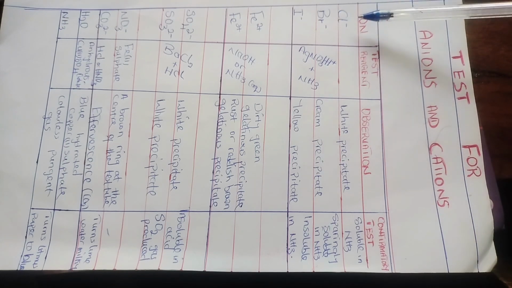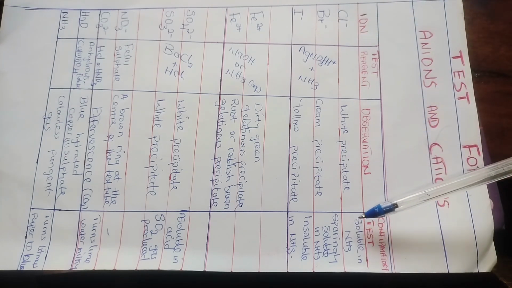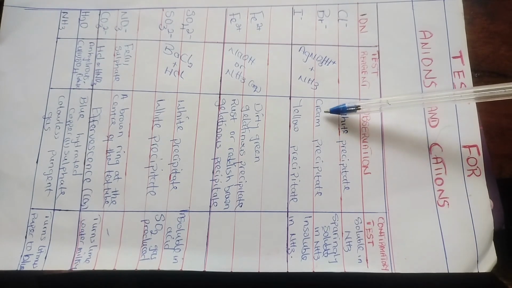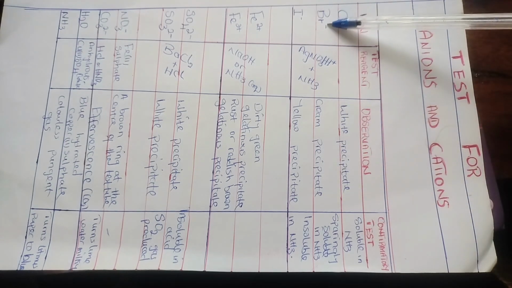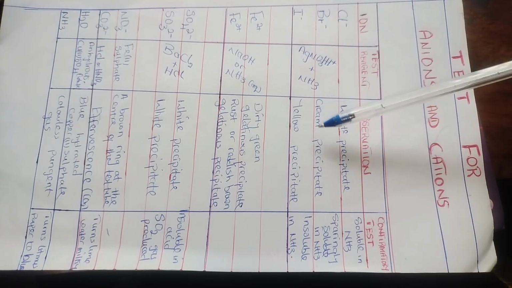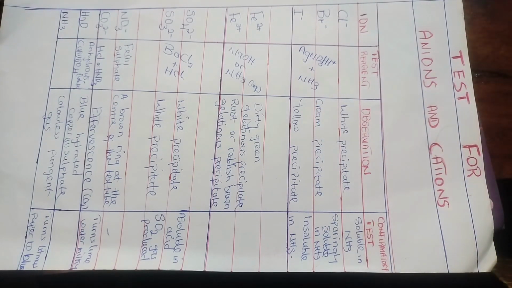If they say a precipitate was produced, without giving you the color, and that precipitate was soluble in ammonia, you know that it is the chloride ion. And if they say a precipitate was produced without giving you the color, and that precipitate was sparingly soluble in ammonia, you know that it is the bromide ion. And if they say a precipitate was observed without giving the color, and that precipitate was insoluble in ammonia, you know that it is the iodide ion. So the halides can be tested in two different ways, either using their colors or their solubility in ammonia.